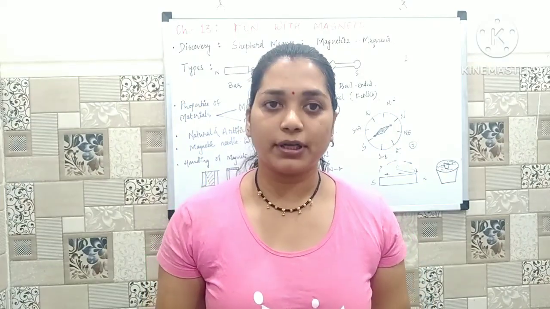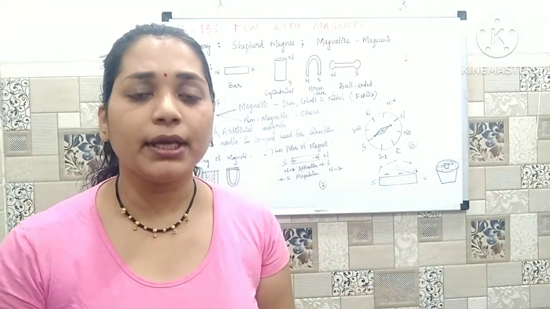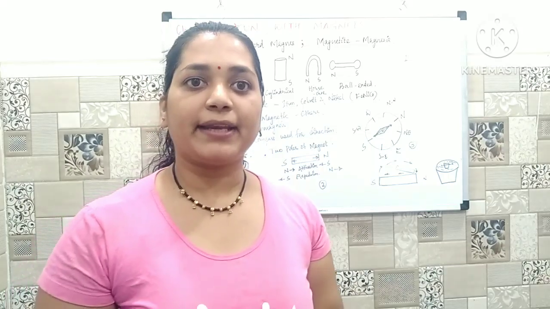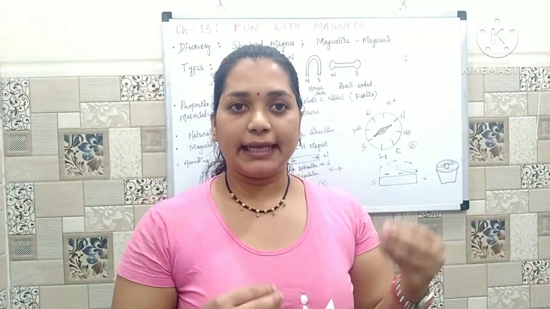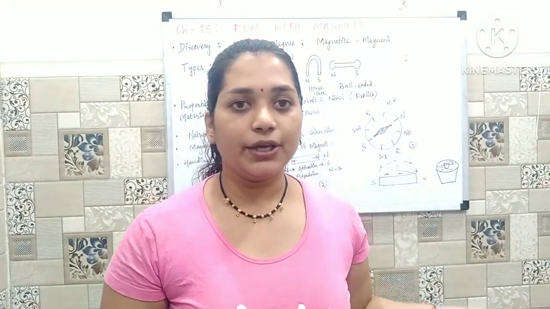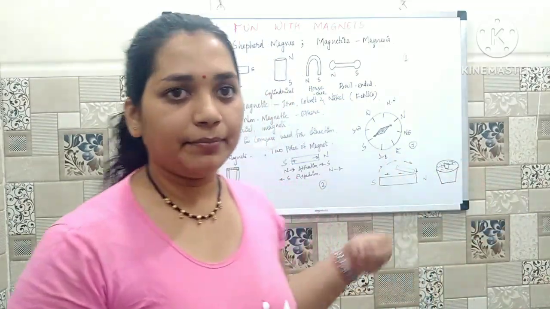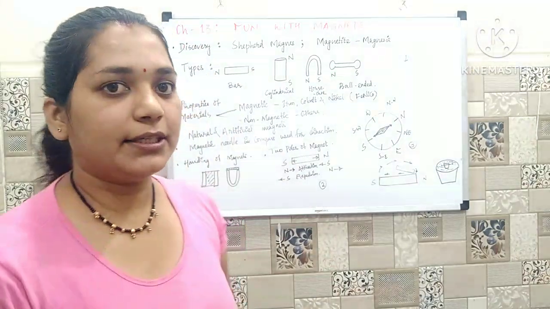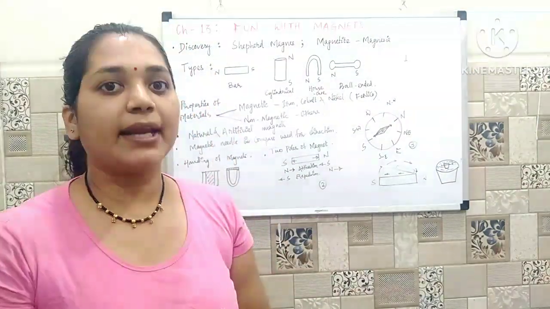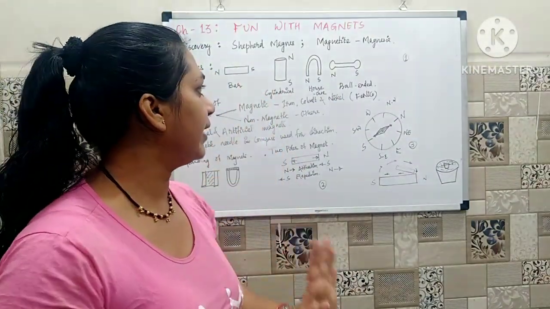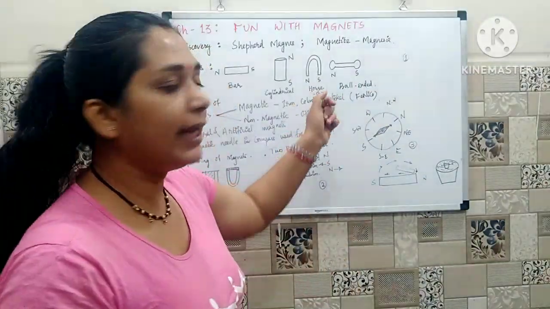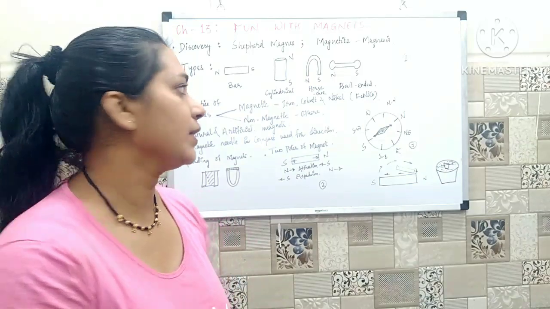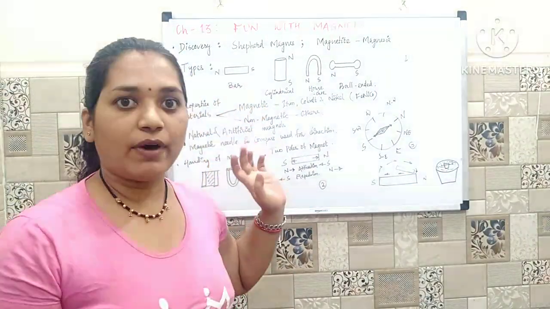There are many types of magnets, but for daily purposes we generally use four types of magnets. Let's consider them. First is the bar magnet, second is the cylindrical magnet, third is the horseshoe magnet, and fourth is the ball-ended magnet. Let's discuss them one by one.